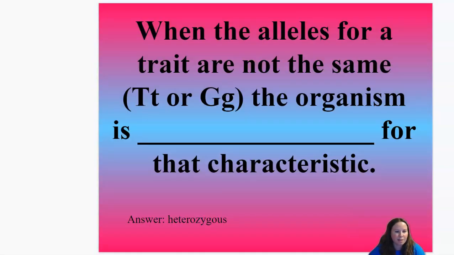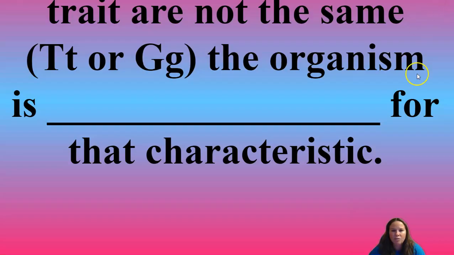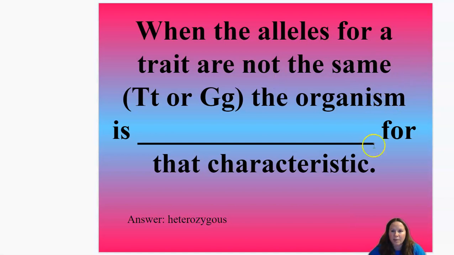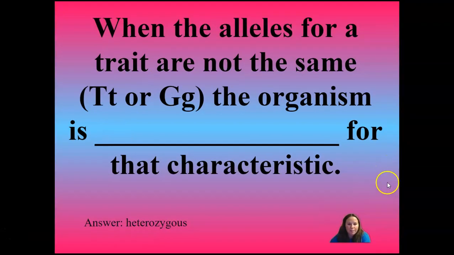But then if you go down to about slide 19 and you run it in slideshow mode, which doesn't work for me here on this computer, but run it in slideshow mode, and then this will run like flashcards where you read the description and try to fill in the blank, and then the answer will pop up. All right, now it should work out. So when the alleles for a trait are not the same, big T, little t, or big G, little g, the organism is blank for that characteristic. The answer is, click and you'll get heterozygous.